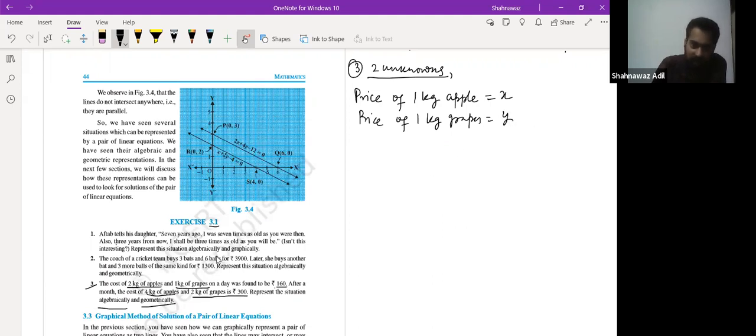Now tell me what will be this equation. Adil? 2x plus y will be equal to 160. Right. Nice. So are we correct? Yes, sir. And the second equation will be what? So this is the first algebraic equation.